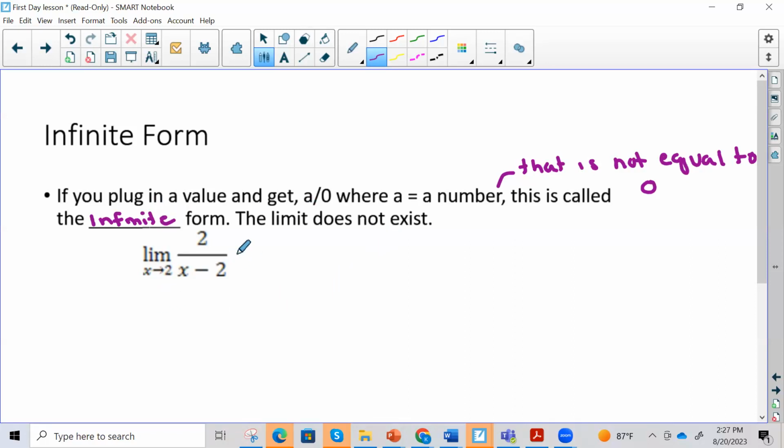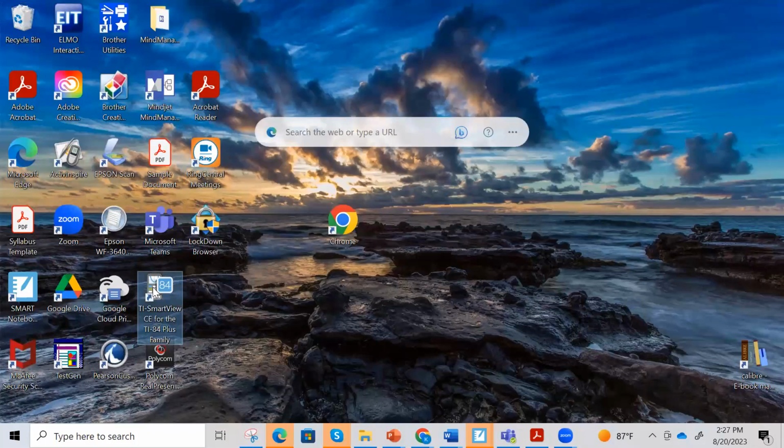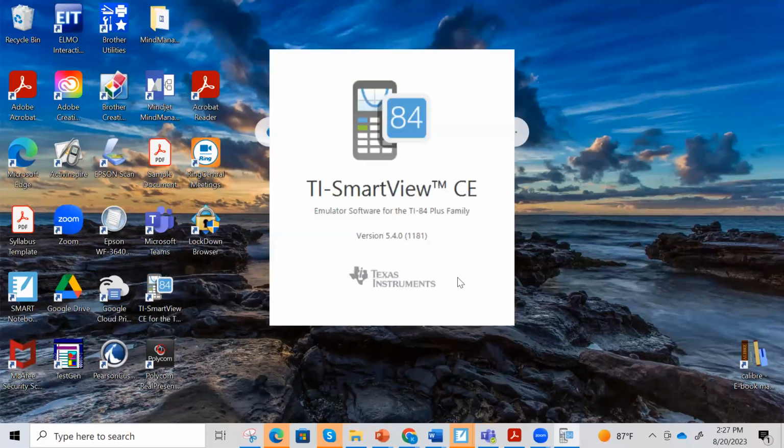So if you plug in here, like this function, 2 over 2 minus 2, you get 2 over 0, which we would say does not exist. It's technically undefined when you do 2 divided by 0, but when we talk about limits, we say DNE instead of undefined. So make sure for the limit you put DNE. And so this graph, if we graph it on our calculator, is going to actually be the case where we have a vertical asymptote.